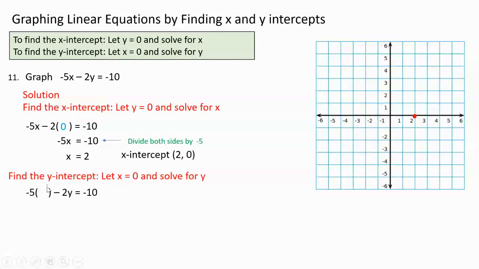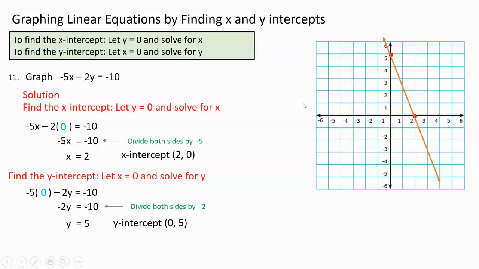So we're going to plug in 0 for x. So we're going to get -2y equals -10. So we divide both sides by -2, and it's going to give us +5. So that will give us 0, 5. So we plot the point. 0, 5 will be up here. And we just connect the 2 points. That's my graph, the line.